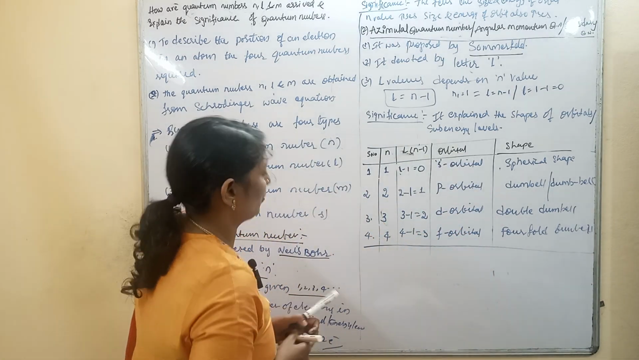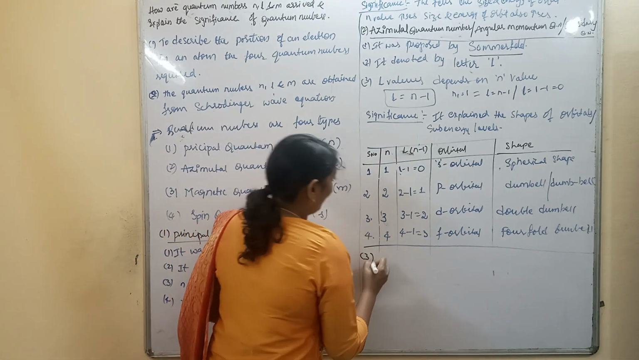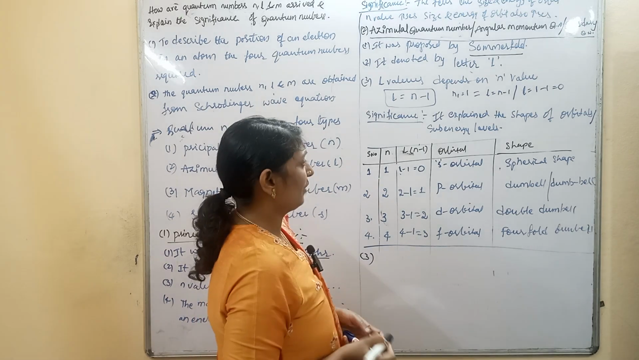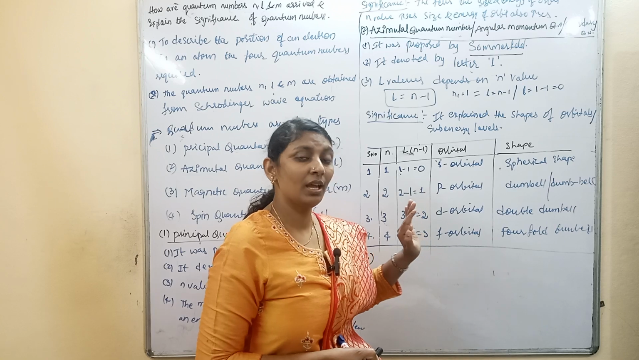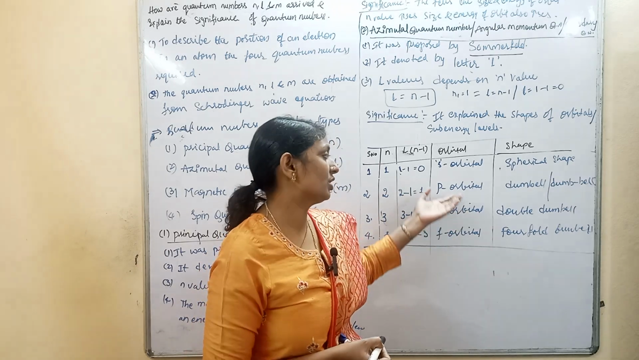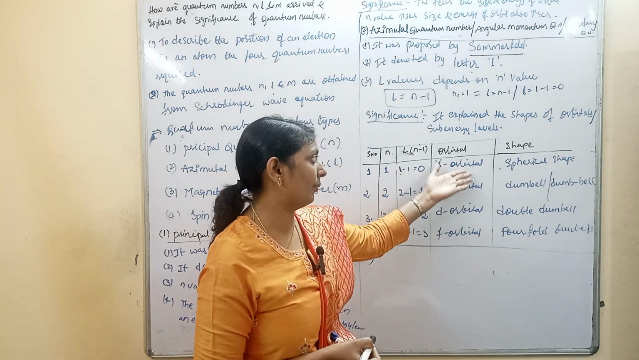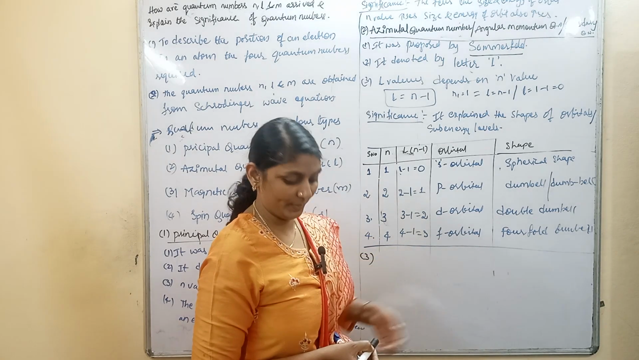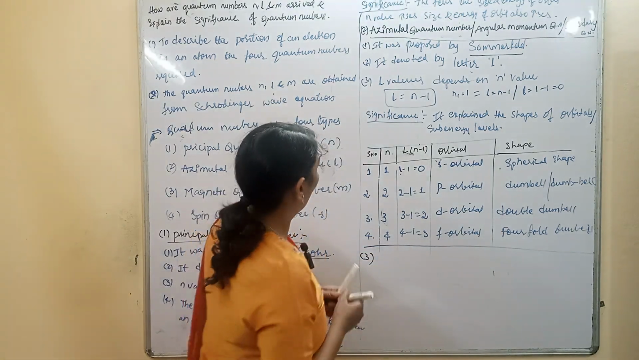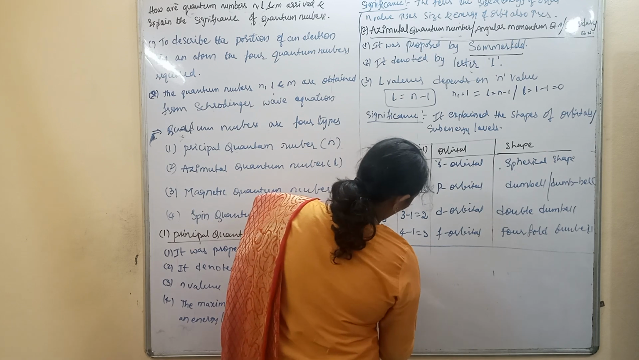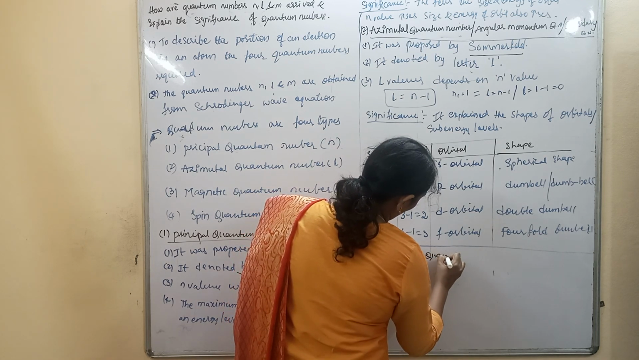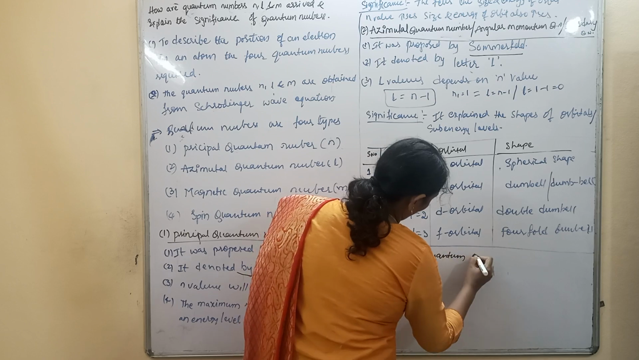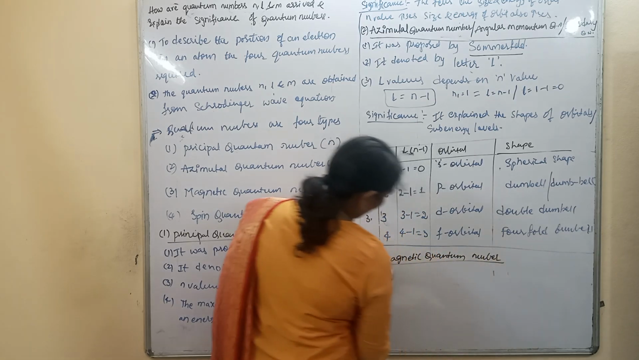Now coming to the next one. Third one: what is the significance of azimuthal quantum number? It explains the shapes of orbitals. That means shapes of orbitals as well as the sub-energy levels you will get here. Now coming to the next one, the magnetic quantum number.